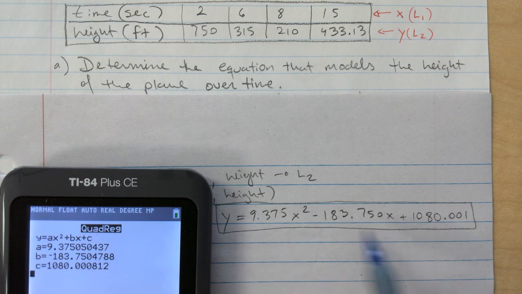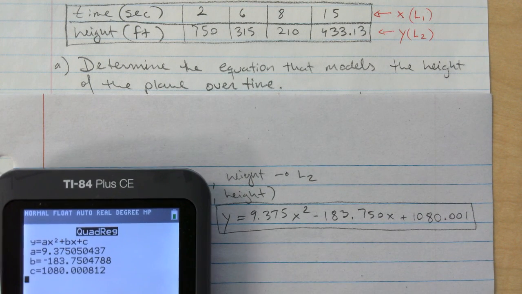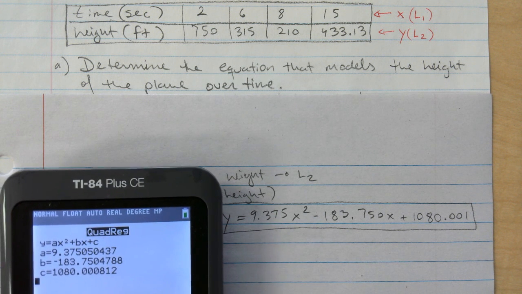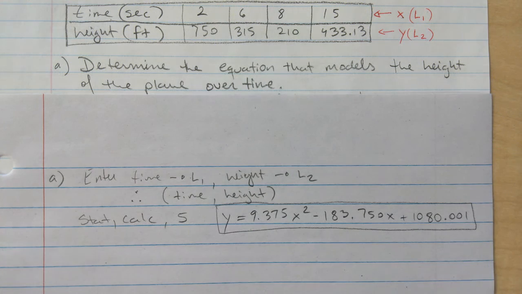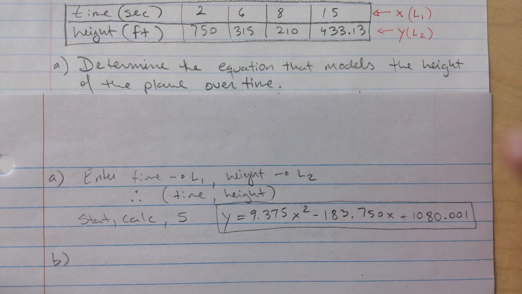If you had rounded everything to 2 decimals, it would have been 9.38 minus 183.75 plus 10,080. It would have been a round number, okay? So that's our quadratic equation. That's what we're going to use from now on. It should be in Y1 stored there, okay? But that answers A, okay?